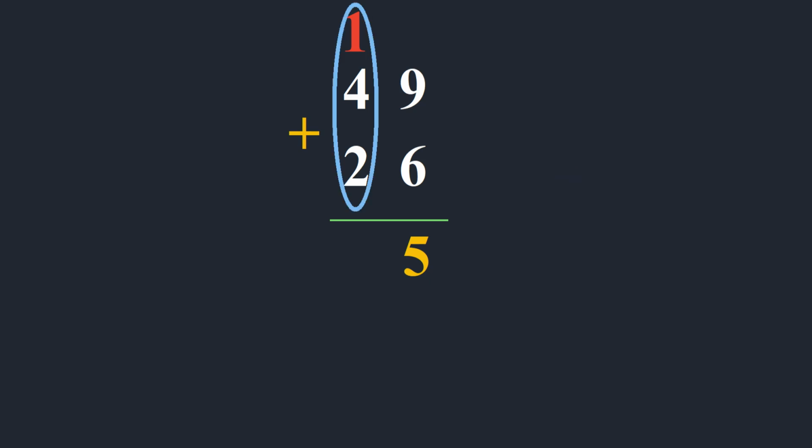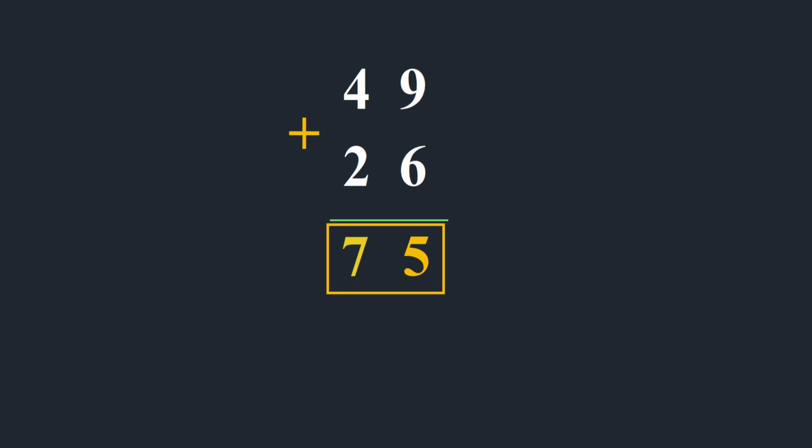Now we add the numbers in the tens place. 1 plus 4 equals 5. We need to add 2 more, which gives us 7, right? 7 in the tens place. So 49 plus 26 equals 75. And this is our final answer to this problem.